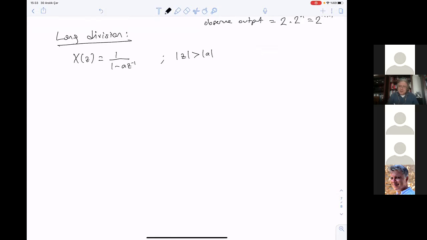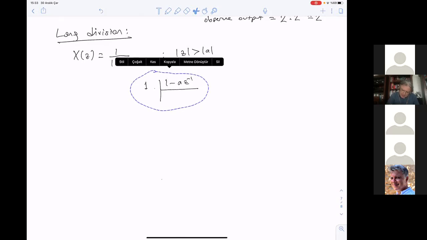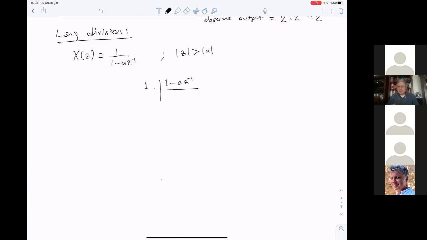You may remember from primary school second year how to divide, right? You should be able to divide. You divide 1 by 1 minus a Z inverse, and you do this division, literally. Interesting. Actually, maybe I should take this and move it a little bit here, because I will need the space to the left. So how can I do this?